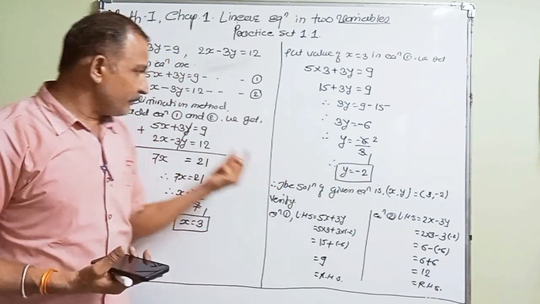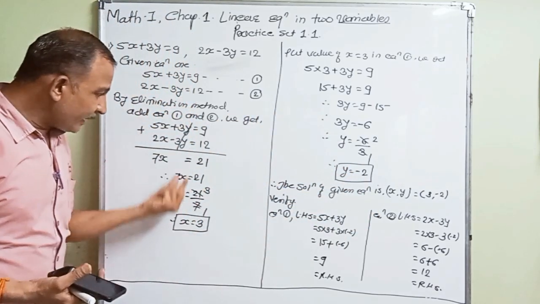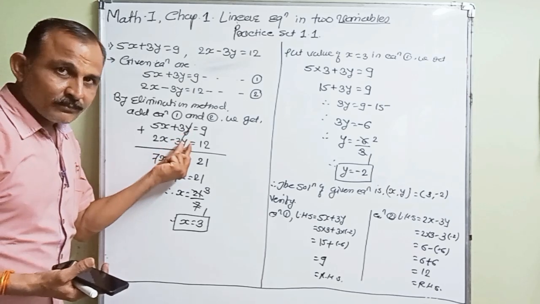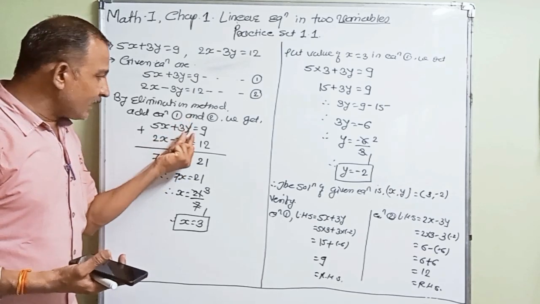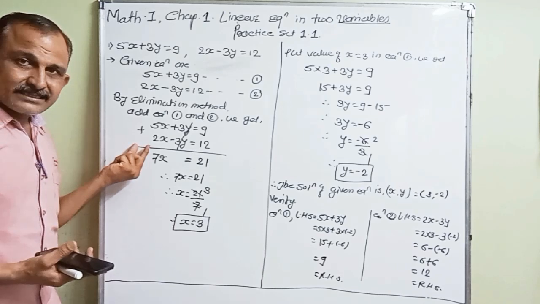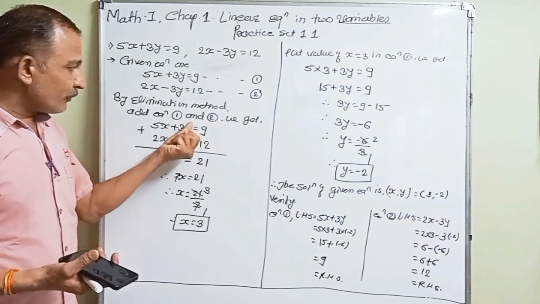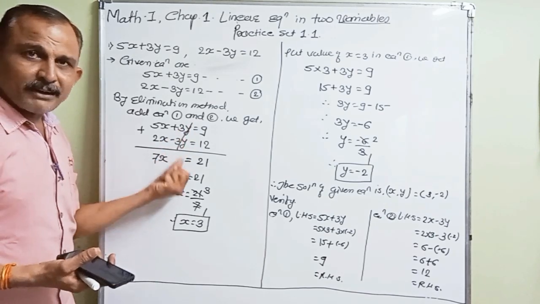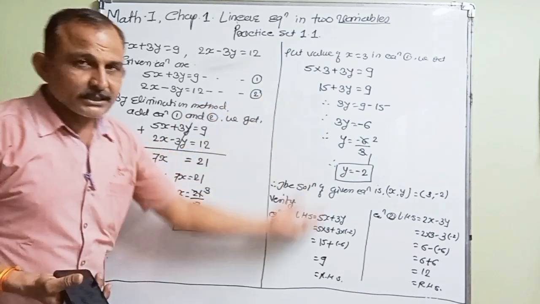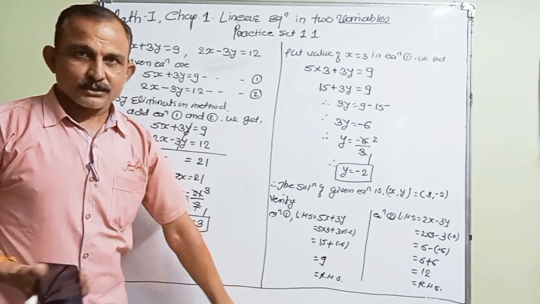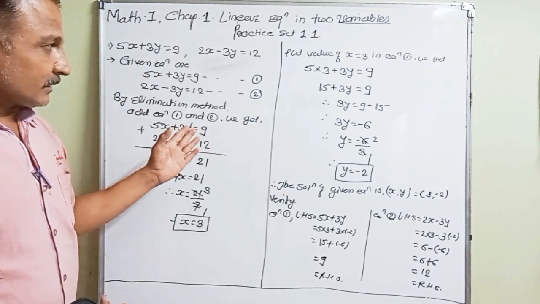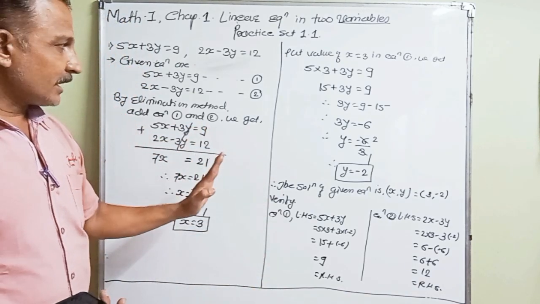Why is it called elimination? Because here we eliminate y first. Instead of y, we can also eliminate x. Anyone you can eliminate. Now here we eliminate y because it is simpler. So we use the simple method to solve the equations. Okay, so understand it.